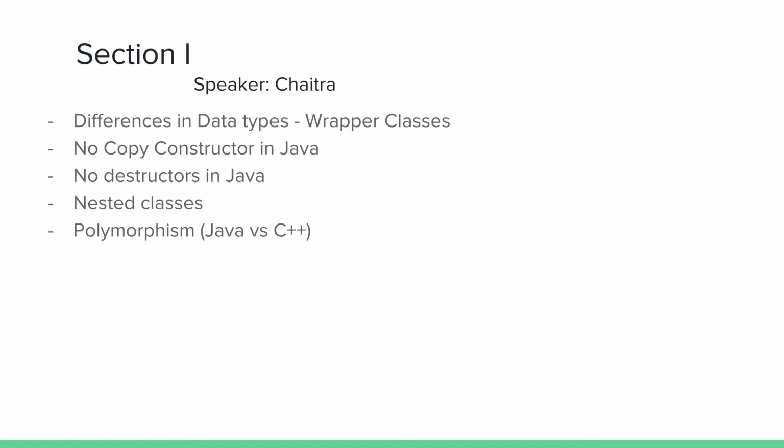I'll first start speaking on differences in data types and wrapper classes. There is no copy constructor in Java, no destructors in Java, nested classes, and polymorphism.